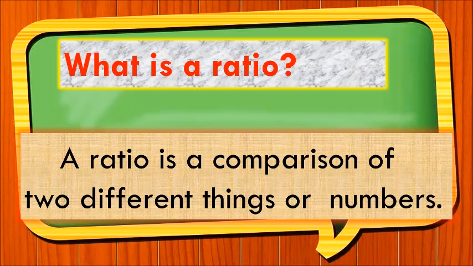Bravo! So when we say ratio, a ratio is a comparison of two different things or numbers. How are we going to compare them? We compare their quantities, isn't it? Like apples and oranges, we compare how many apples there are and how many oranges there are. So that is already an example of a ratio. Clear? Yes, okay.